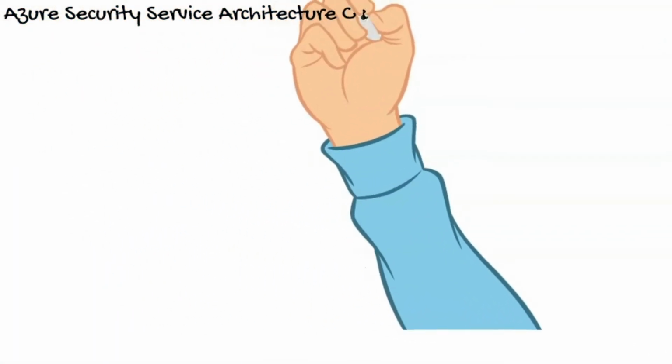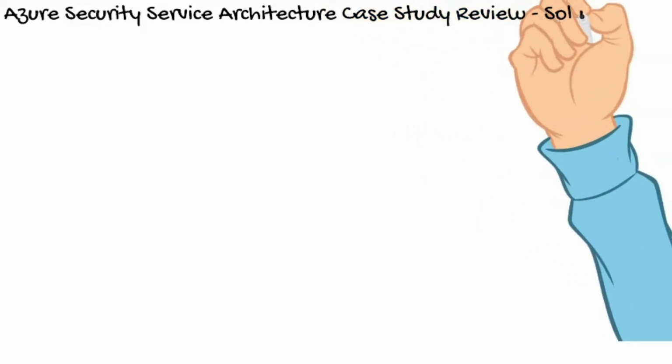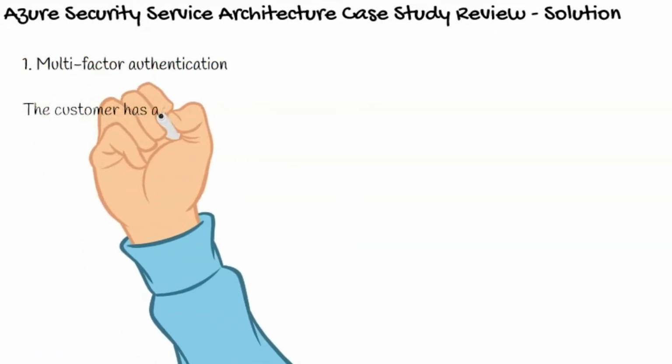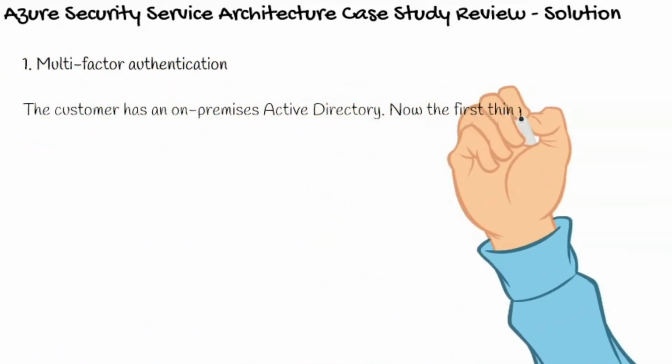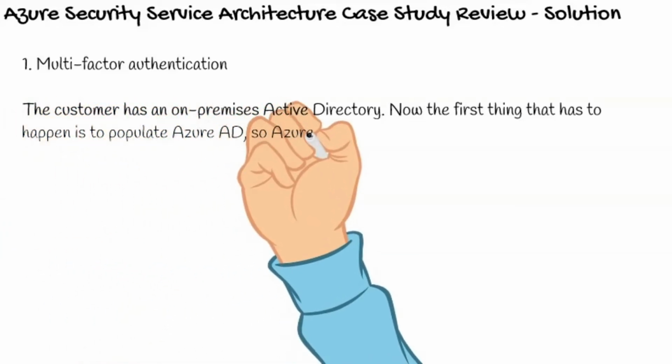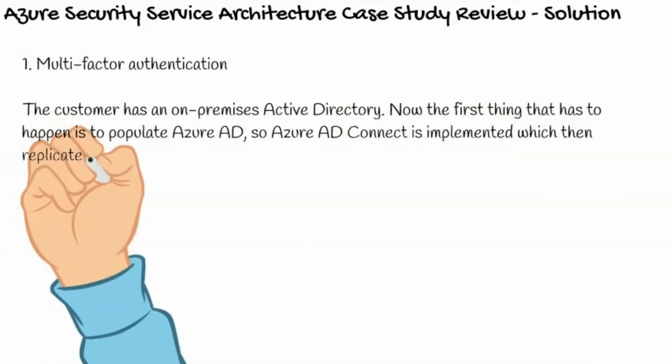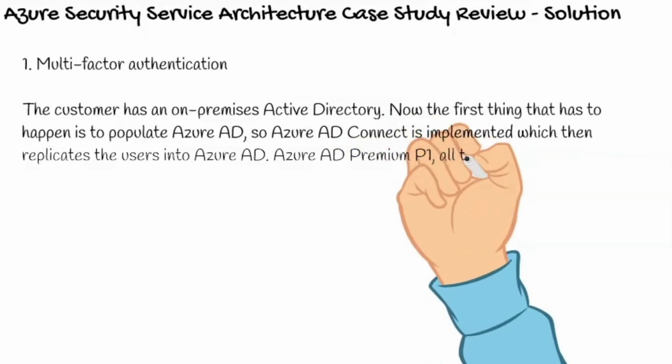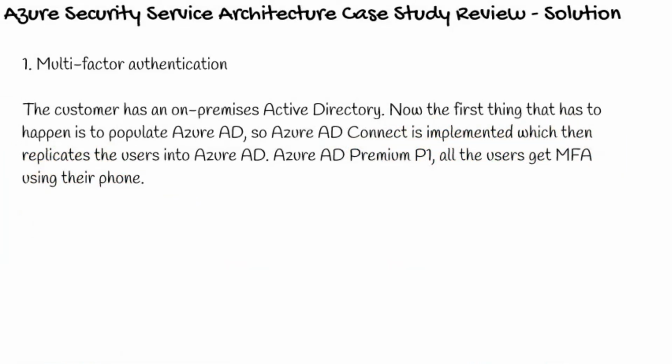Solutions John suggests them to use: multi-factor authentication. The client has an on-premises Active Directory. Now the first thing that has to happen is to populate it. So Azure Active Directory Connect is implemented, which then replicates the users into Azure AD. Through an Azure Active Directory Premium P1 subscription, all the users get MFA using their phone.